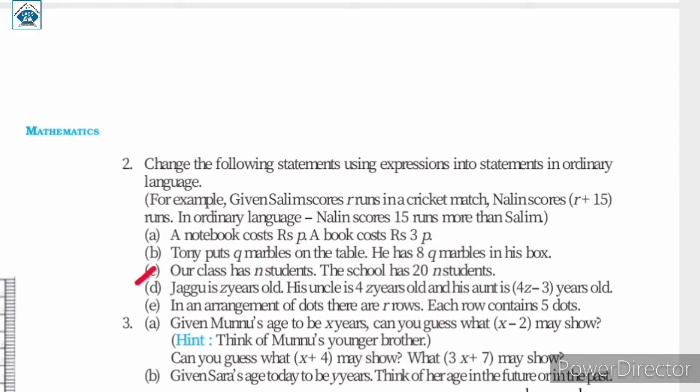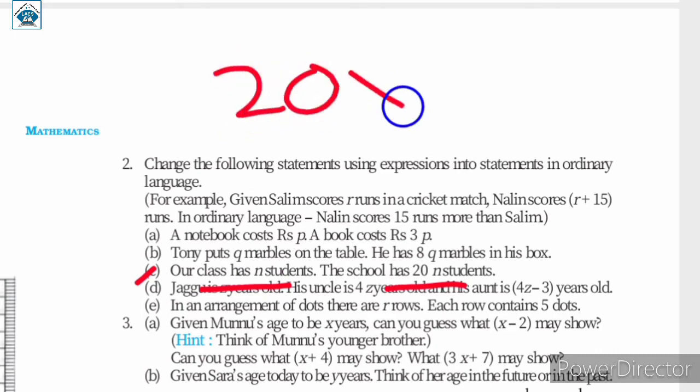C. Our class has n students. The school has 20n students. So here the number of students in one class is n and the number of students in the entire school is 20n, that is 20 multiplied by n, which we say in ordinary language as 20 times. So for the total number of students in the school, in ordinary language we will say that the total number of students in the school is 20 times that in our classroom.